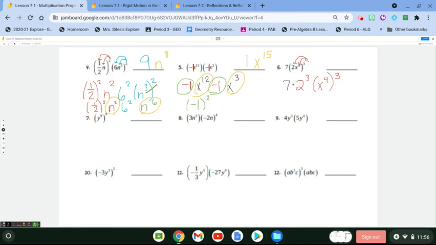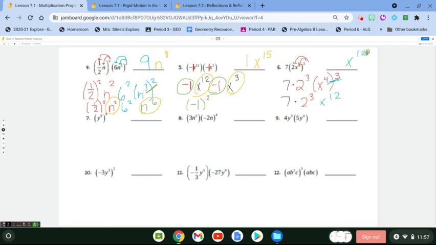Okay, so now I'm looking for those 2 in a row. I see them right there. So I'm going to multiply those together. And I don't see anything that's going to be the same because I have a 7 and I have a 2 to the third and I have an x to the 12th. So let's think. I'm going to write down the x to the 12th in my answer.